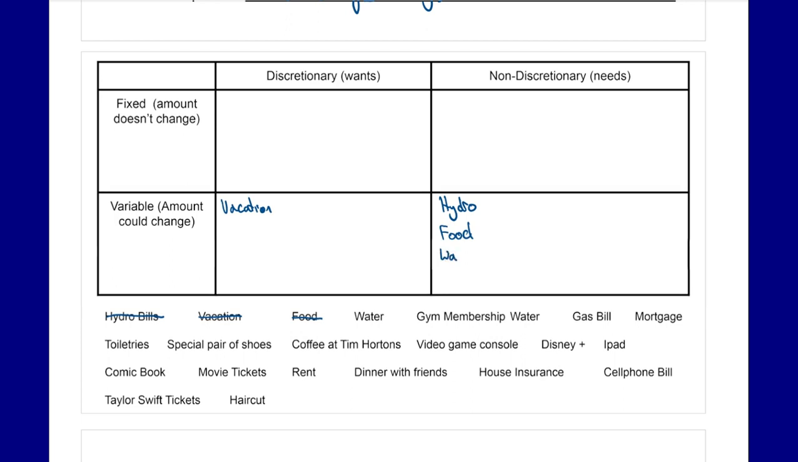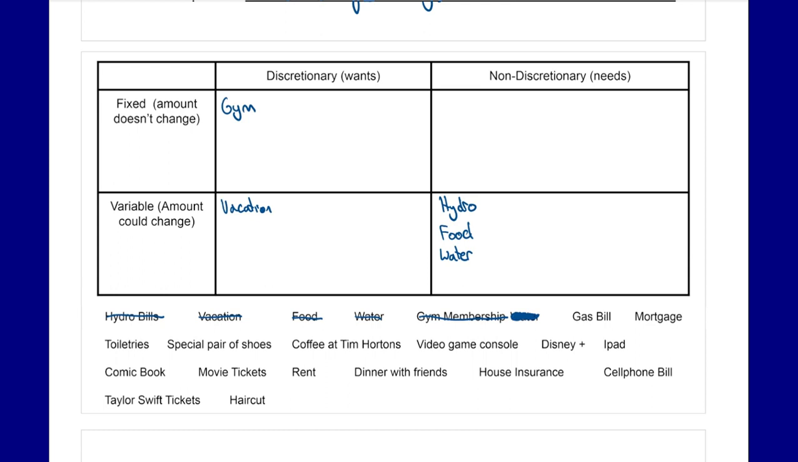Water, water would be a non-discretionary, right? It's a need. We need water. It's also variable depending on how much water we use. That would affect our bill. We have water twice, unless we're talking about gym water, but we're not. Gym membership. Now, again, you could argue which way you go. Do you need the gym membership or do you want the gym membership? I would argue that you probably want the gym membership. You can always stay healthy at home and do like exercises or go for walks, things like that. But that would be a fixed amount. Usually your gym membership is one monthly payment. It stays the same.